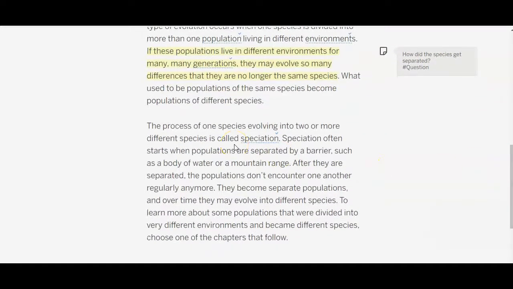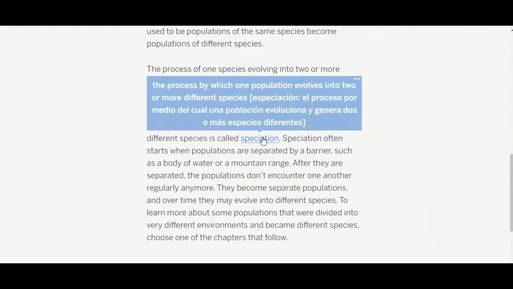I mean, I understand that sometimes, maybe they wandered too far, but I feel like there would have to be a huge extreme for them to get completely separated to where they start evolving differently. The process of one species evolving into two or more different species is called speciation. Oh, this is the word, this is the title. The process by which one population evolves into two or more different species.